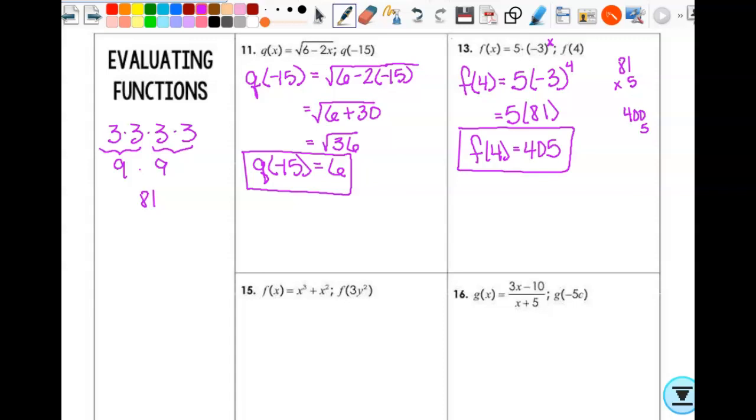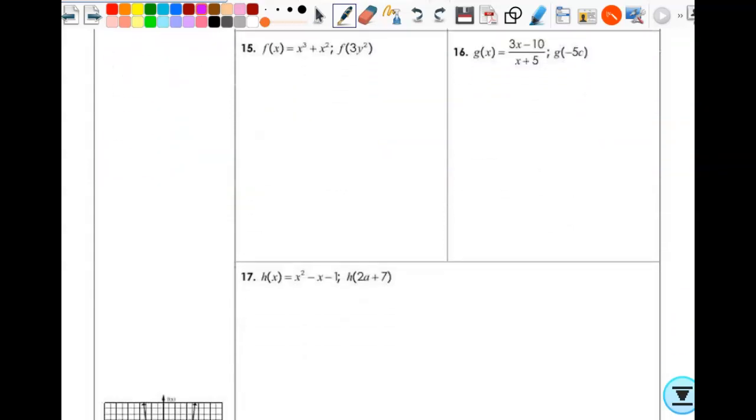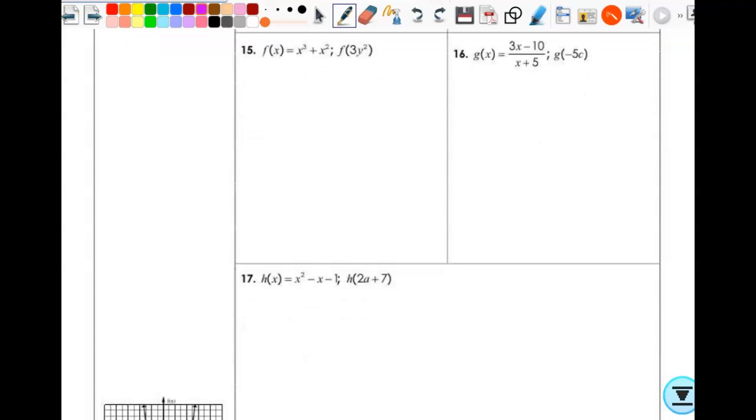So let's look at 15. 15, what I'm substituting in, has variables in it, so most likely when I'm done, unless everything cancels out, I'll have some variables, which is fine. So I want f of 3y squared. So when I substitute it in, that's going to give me 3y squared to the 3rd power plus x squared. No, it's not. Oh my gosh. Sorry. Plus 3y squared, duh, because we're substituting it in, to the 2nd power.